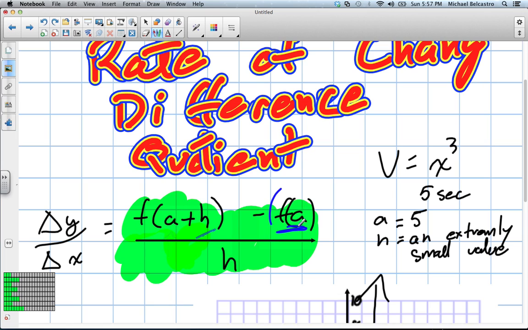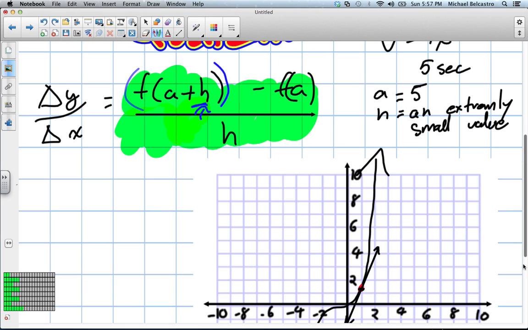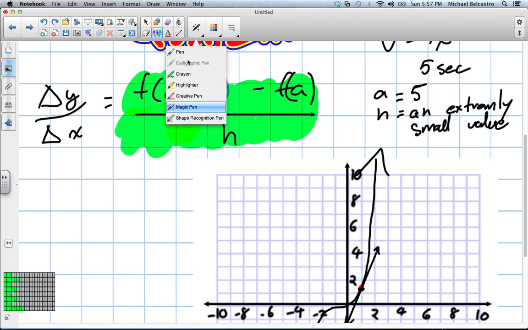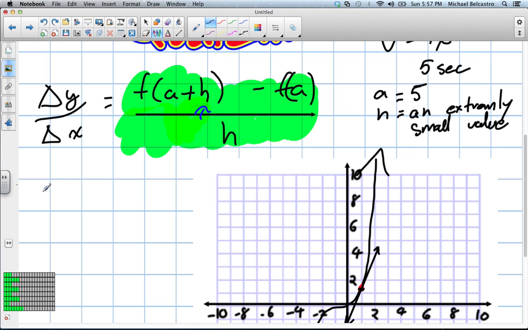So in other words, here's our coordinate at 5. And here's our coordinate that's a little bit past 5, just a very, very small point. That's what h stands for, a very small amount past that exact value. So our function in this case was volume. And it said the function f at x was equal to x cubed. This was how our volume was increasing.